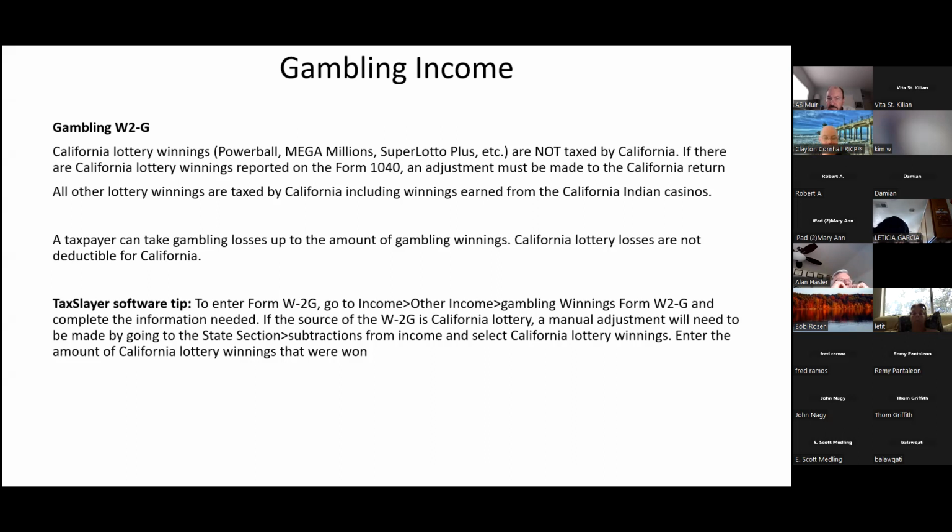Other things, gambling losses. It says here gambling losses are not deductible for California. And for the federal side of the house, the rule is you're going to report your winnings, and you're going to report your losses on your Schedule A, and your losses are allowed up to your winnings.